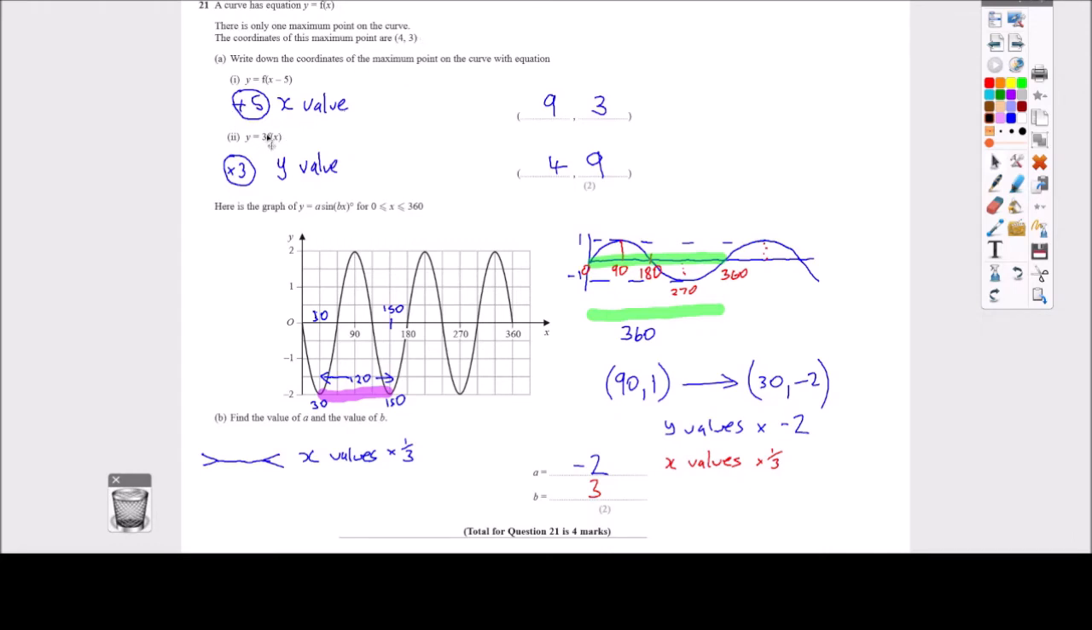Now, when the adjustment is outside the function, it affects the y coordinate as you would expect. So we're going to be multiplying the y coordinate by 3. So the maximum point becomes (4, 9).